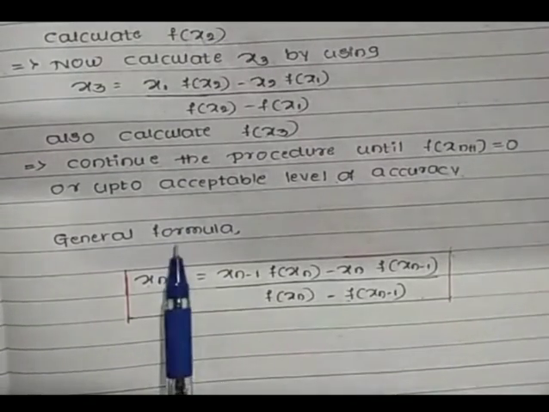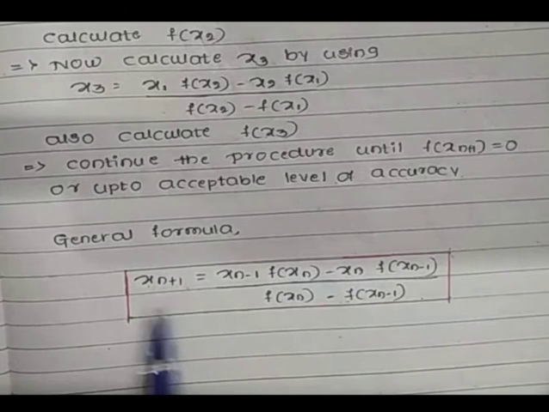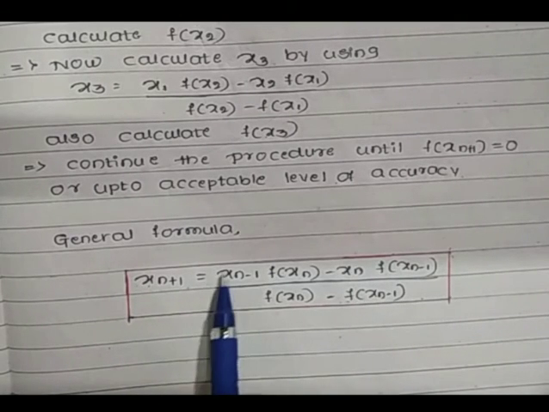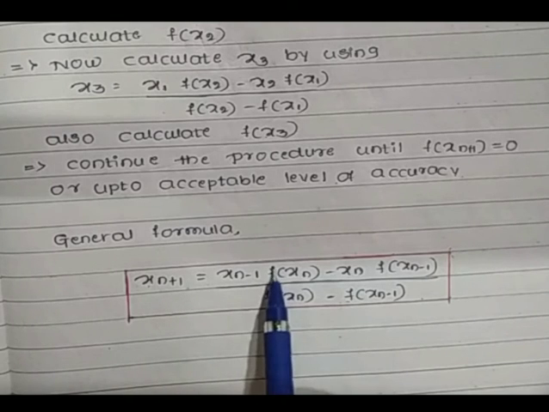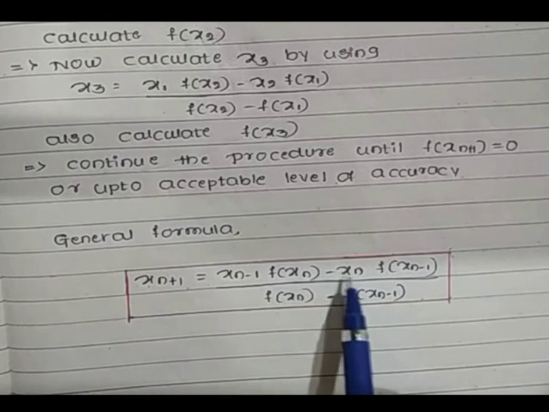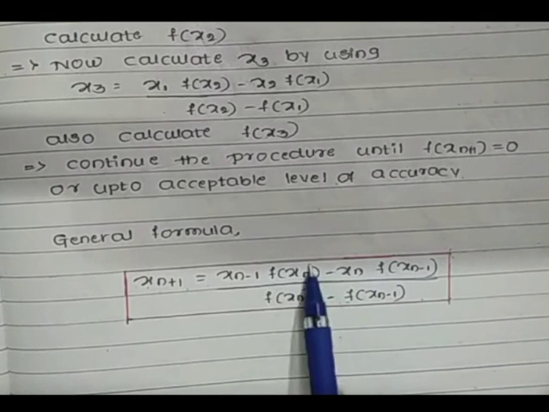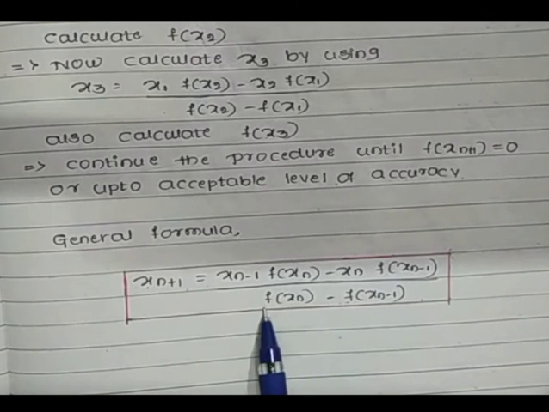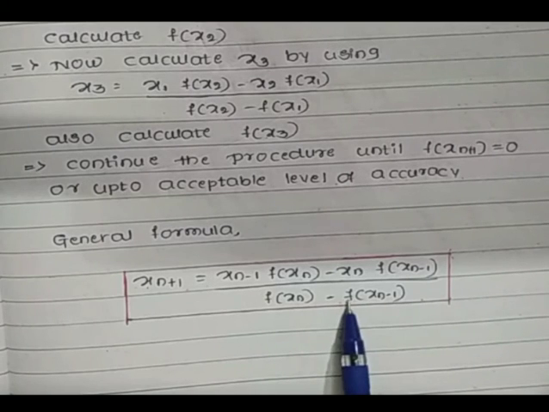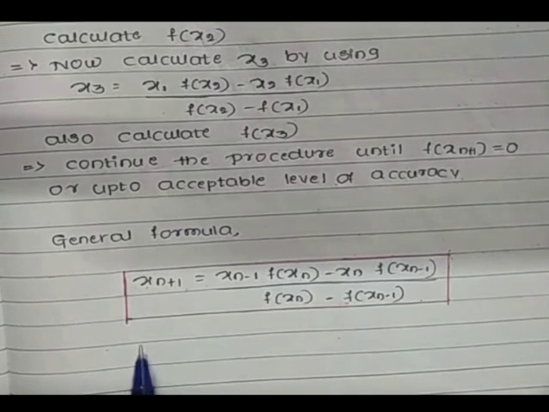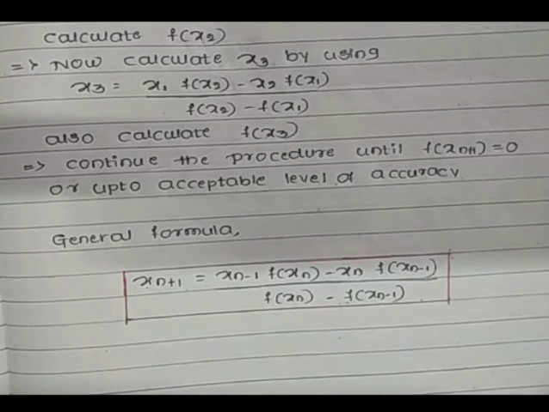So based on this we can say that the general formula for the secant method is: xn plus 1 is equal to xn minus 1 f of xn minus xn into f of xn minus 1, divided by f of xn minus f of xn minus 1. This is the general formula to calculate approximate values using the secant method.